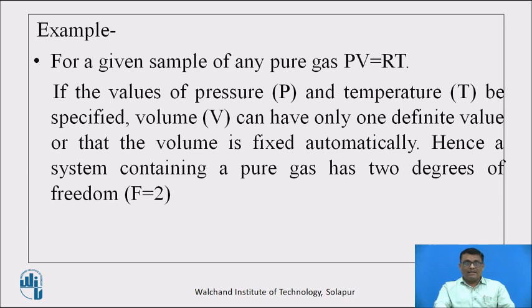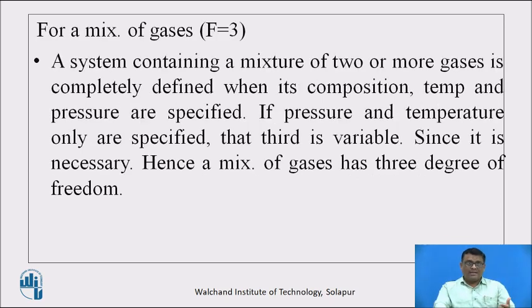For example, a system of pure gas. If the values of pressure P and temperature T are specified, volume V can have only one definite value, that is, the volume is fixed automatically. Hence, a system containing a pure gas has 2 degrees of freedom. So for a pure gas, we can vary two variables, pressure and temperature, and the volume gets automatically fixed.